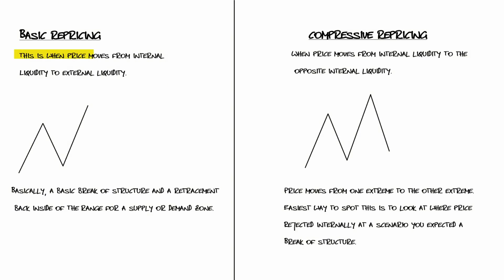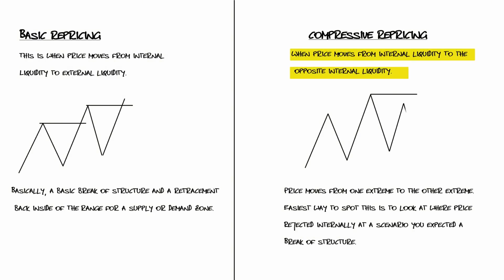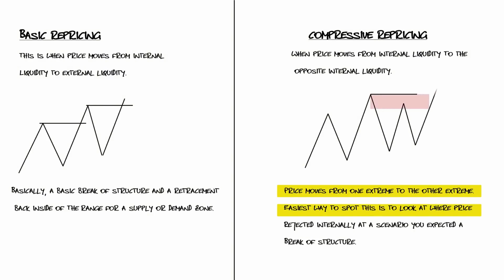So basic repricing is when price moves from internal liquidity to external liquidity. Basically a basic breakup structure and a retracement back inside of the range for a supply or demand zone. Compressive repricing is when price moves from one internal liquidity to the opposite internal liquidity. Price moves from one extreme to the other. Easiest way to spot this is to look at where price rejected internally at a scenario where you expected price to break structure. So for context, this was our 2 previous ranges.